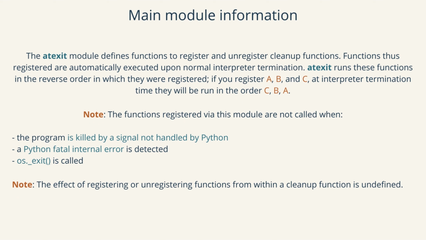Main module information. The atexit module defines functions to register and unregister cleanup functions. Functions thus registered are automatically executed upon normal interpreter termination. Atexit runs these functions in the reverse order in which they were registered. If you register A, B, and C, at interpreter termination time they will be run in the order C, B, A.